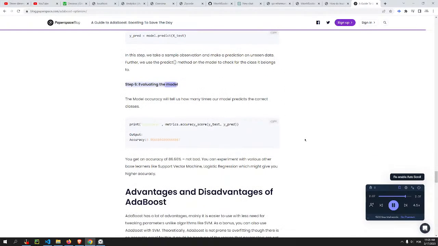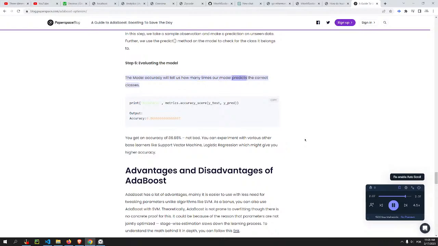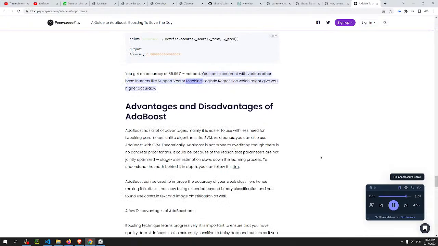Step 6, evaluating the model. The model accuracy will tell us how many times our model predicts the correct classes. Print accuracy. You can experiment with various other base learners like support vector machine and logistic regression, which might give you higher accuracy. Advantages and disadvantages of AdaBoost.